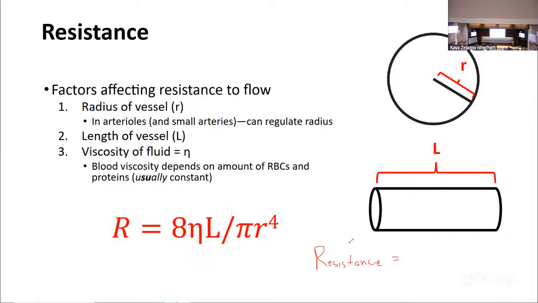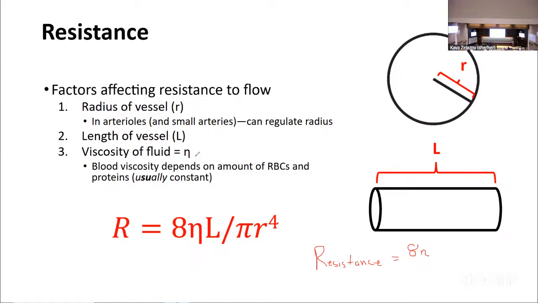We're not going to need to directly calculate this in this course, but if you wanted to, formally, this would be 8 times the viscosity of the fluid. So think of viscosity as: is this fluid more like water, or is it more like honey? So how thick or sticky this fluid is.